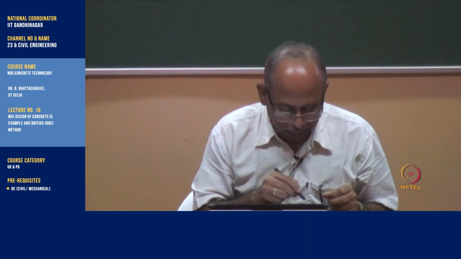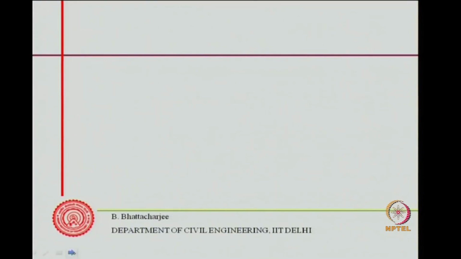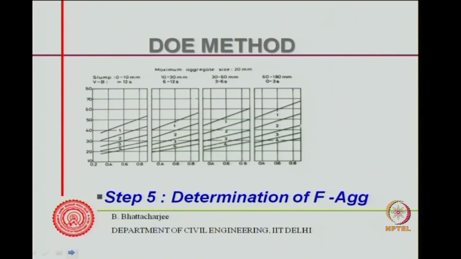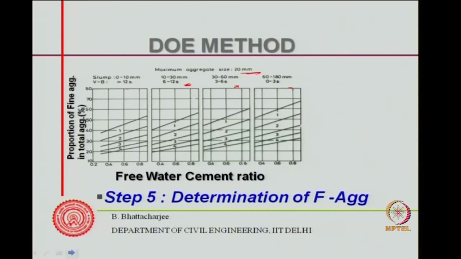Now, the last step in this DOE method is determination of fine aggregate. You have a set of curves like this. You can see there are 4 curves. This is for slump 0 to 10 mm, this for 10 to 30, 30 to 60 and 60 to 180, and this curve is for 20 millimeter aggregate. The X axis is free water cement ratio, the Y axis is proportion of fine aggregate in total aggregate by mass.